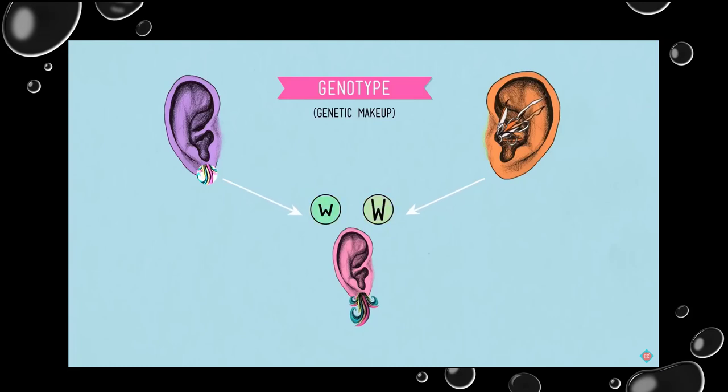That means that mom's genotype, or genetic makeup, when it comes to that single trait, is heterozygous, which means that she inherited two different versions of the same gene from each of her parents.